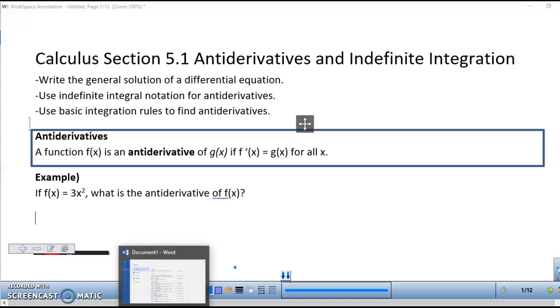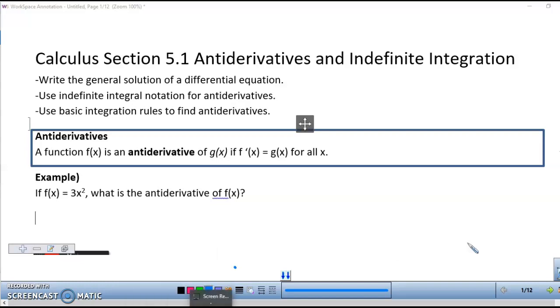So today we're talking about antiderivatives and indefinite integration. Integrals and antiderivatives can kind of be used interchangeably. They mean about the same thing. The nice thing about antiderivatives or integrals is that they are the inverse function, if you will, of derivatives.